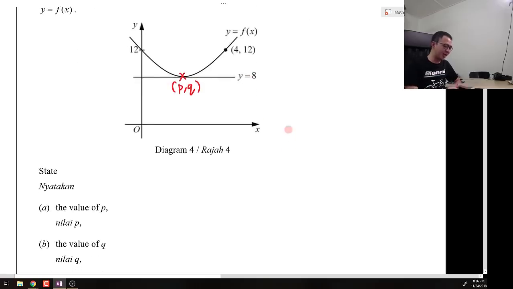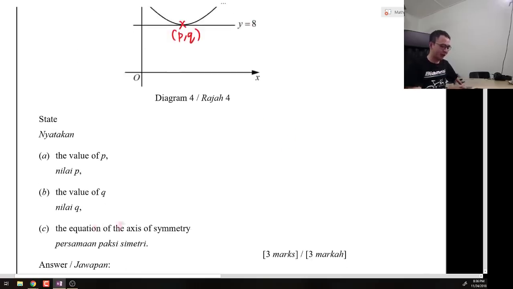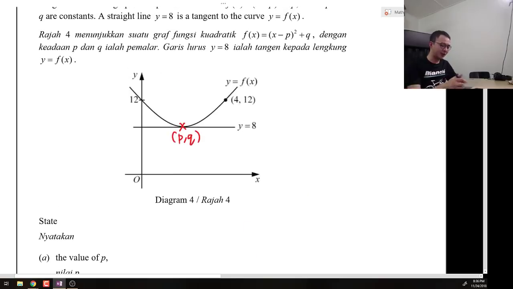So the question basically asks me to state the value of P, Q and the equation of the axis of symmetry. P is quite easy, because luckily both of the y values here are 12, that means this line is parallel to the x-axis. And because this is a parabola graph, I know the x value is always in the middle. Here is from 0 to 4. 0 to 4, what is the middle value? 2, right? So therefore, your P value is 2. P equals 2. At the same time, I know my axis of symmetry, which is x equals 2.